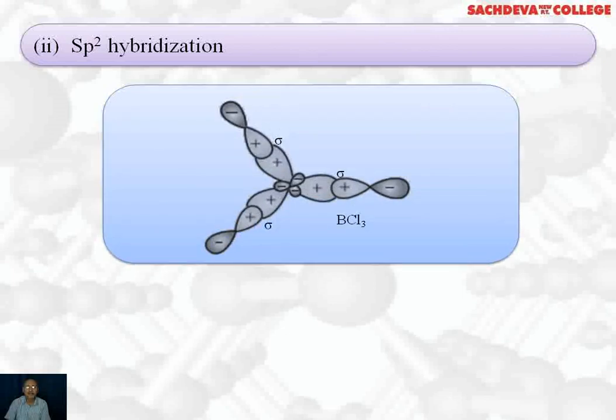Boron, atomic number 5, has electronic configuration 1s2, 2s2, 2px1. That is, it has one unpaired electron, but it is forming three bonds. So we have to write boron in the excited state. So we will write 1s2, 2s1, 2px1, 2py1. Now we have three unpaired electrons which can form three sigma bonds with chlorine atoms.